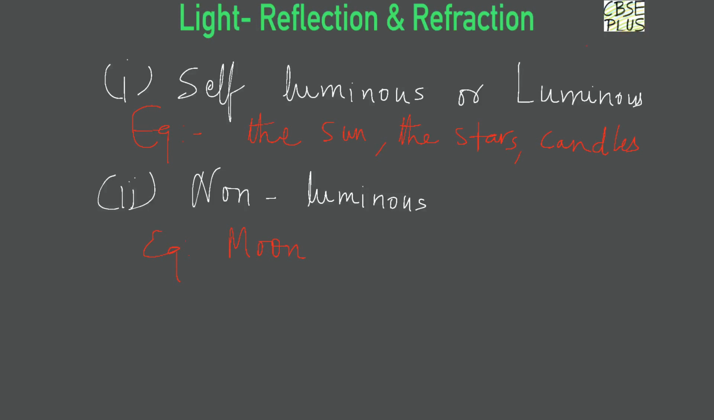For example, moon. Moon uses the light of the sun, and when the rays of light strike the moon, it reflects the rays of light, and what we see is the reflection. And just because of the reflection, we are able to see the moon. But moon does not have its own light.